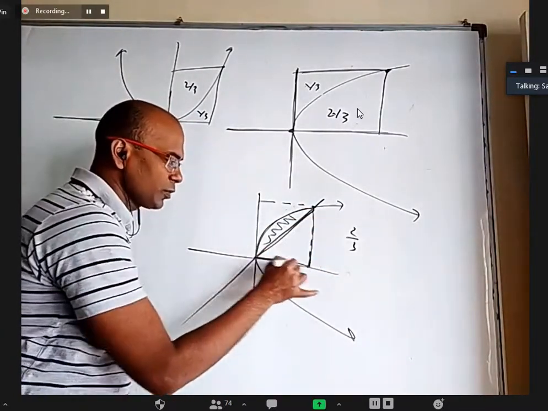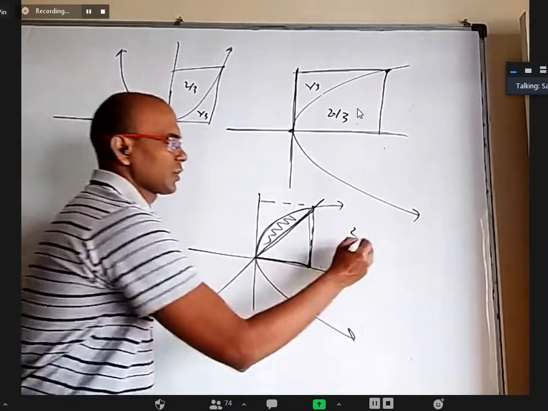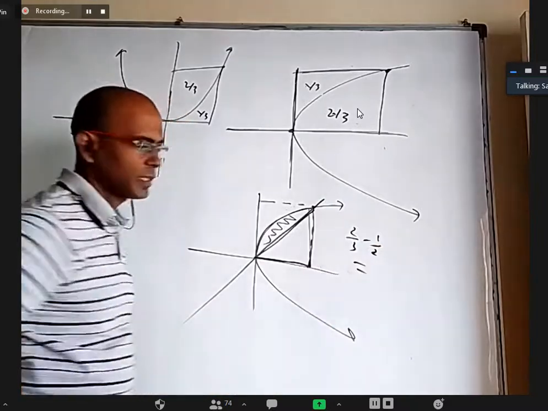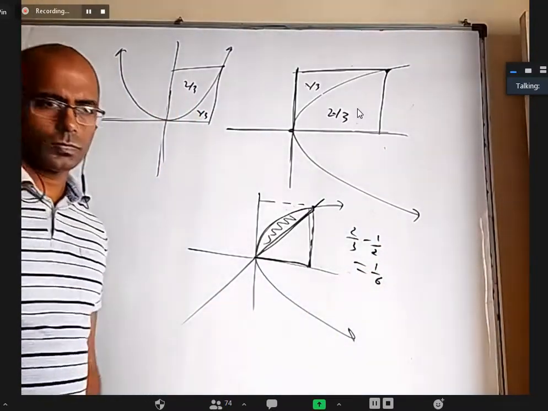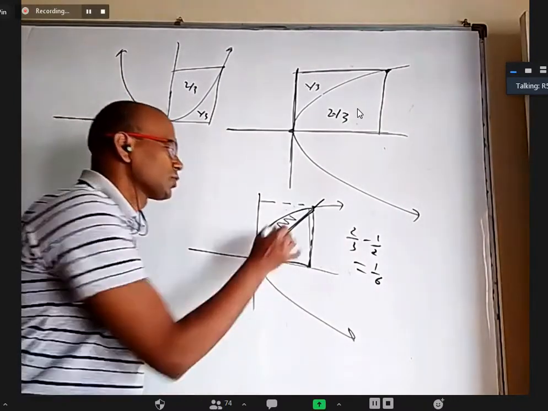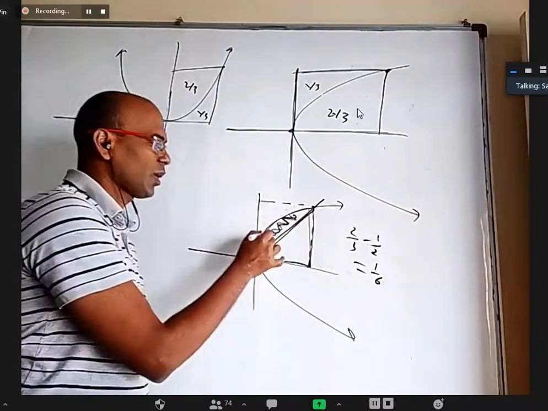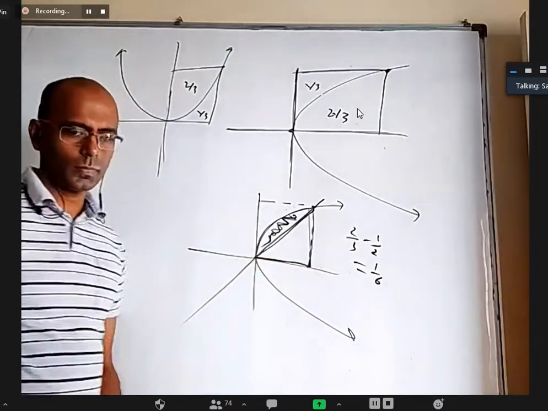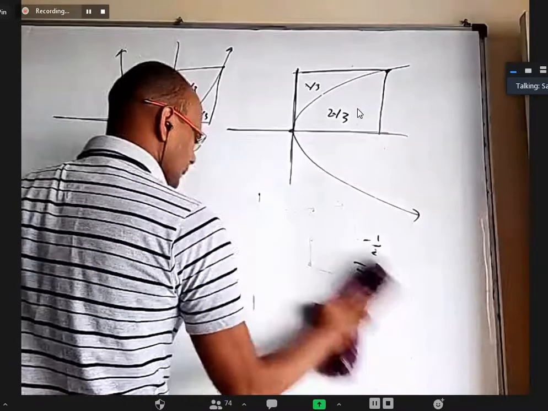Out of that, I have to remove this. That is half of the rectangle, right? In a rectangle, the diagonal divides it into two equal areas, so I have to subtract half. What is 2/3 minus half? Is it 1/6? Correct? Yes, sir. So whenever a parabola is there and a line is like this, if you want this area, it will be 1/6 of this rectangle. Okay. So now based on this, let us look at a few questions.